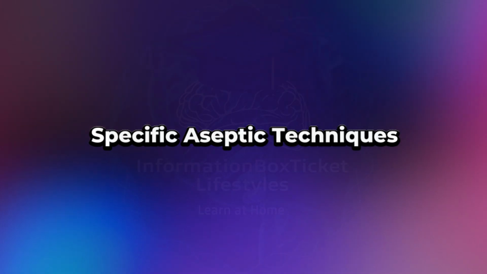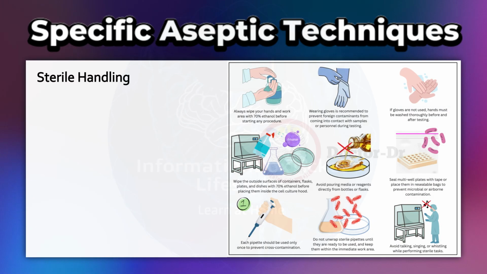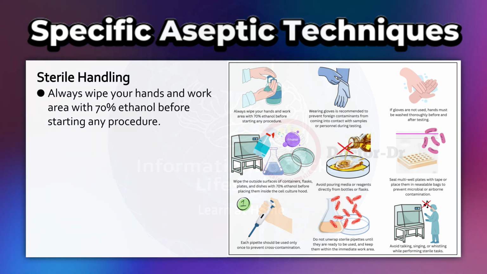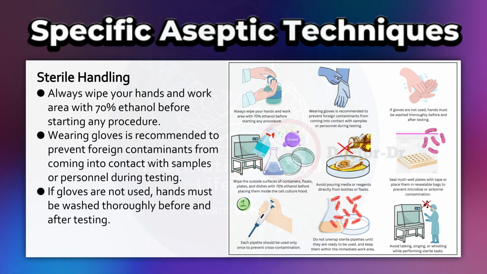Specific aseptic techniques. Sterile handling. Always wipe your hands and work area with 70% ethanol before starting any procedure. Wearing gloves is recommended to prevent foreign contaminants from coming into contact with samples or personnel during testing. If gloves are not used, hands must be washed thoroughly before and after testing.